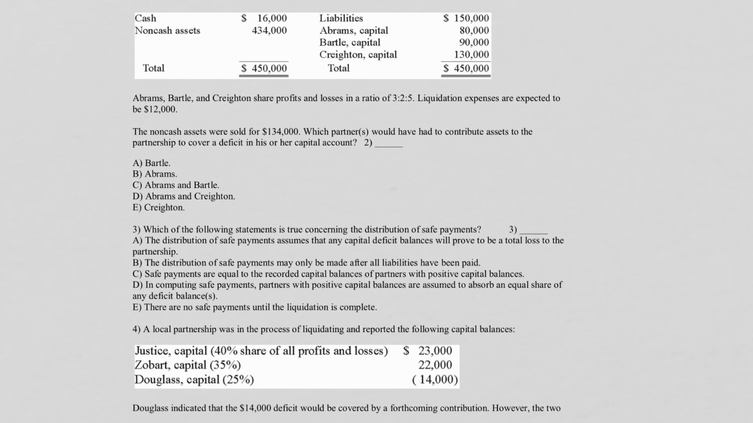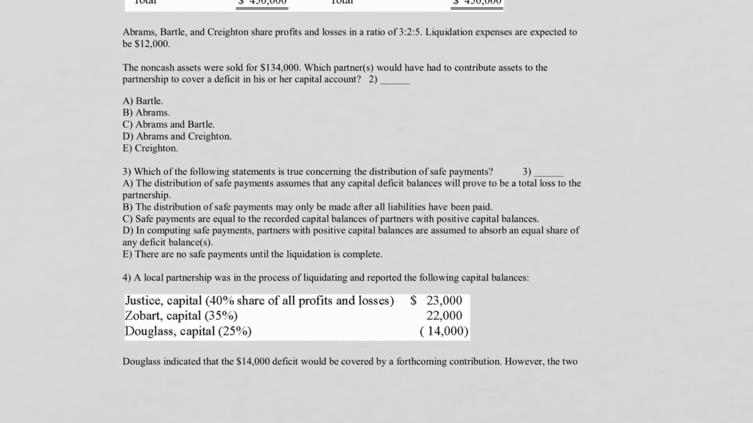All right, 3A. Which of the following statements is true? Regarding distribution of safe payments. Distribution of safe payments assumes that any capital deficit balances will prove to be a total loss to the partnership. Okay. Let's read that again. That sort of sounds true, meaning the distribution of safe payments assumes that capital deficit balances will prove to be a total loss to the partnership.